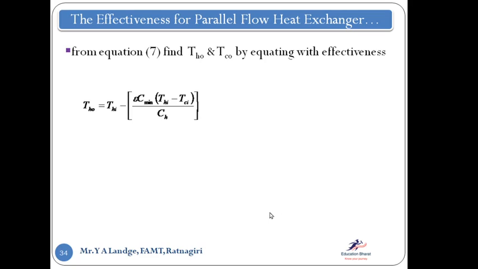After equating equation number 7, we got the value of THO equal to THI minus epsilon C minimum in bracket THI minus TCI upon C suffix H, and the value of TCO, the outlet temperature of the cold liquid, is TCI plus epsilon C minimum THI minus TCI upon C suffix C. So we got both equations from equation number 7 after equating it.